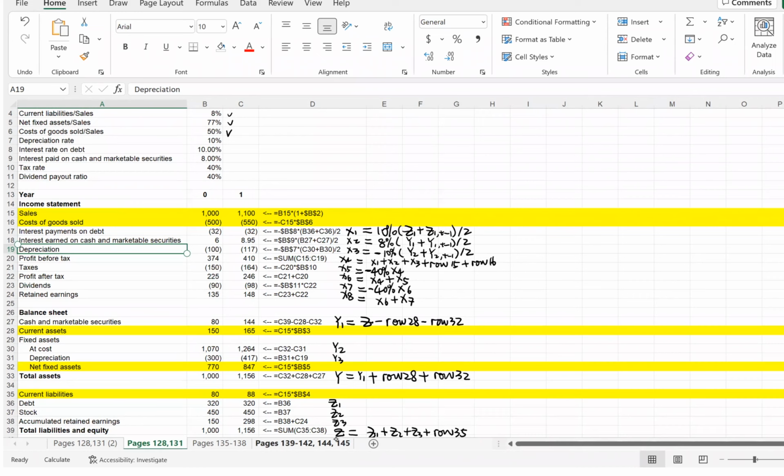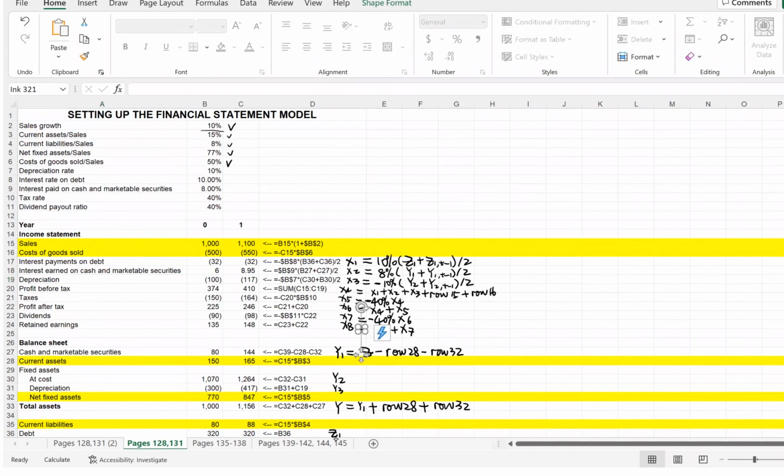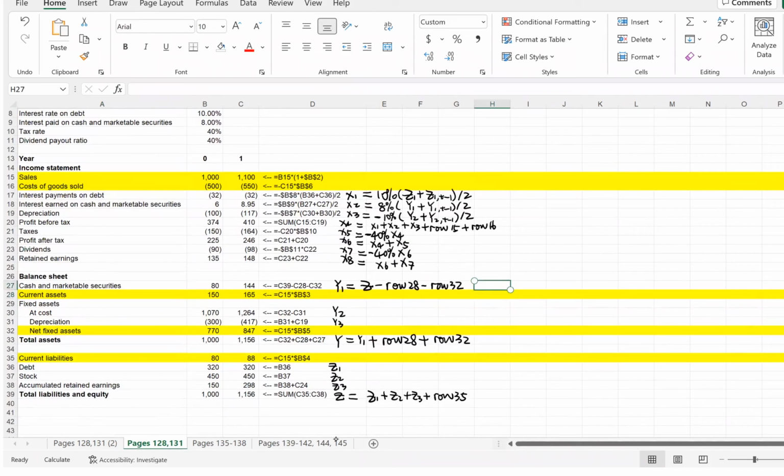Now, since 28 and 32 are sales-related items, this value will be known directly if we apply the parameter. So Excel wouldn't have a problem solving them directly according to the formula. So I'm using row 28 and row 32. I'm not putting X, Y, or Z to represent these numbers. Now we can move on to X2.